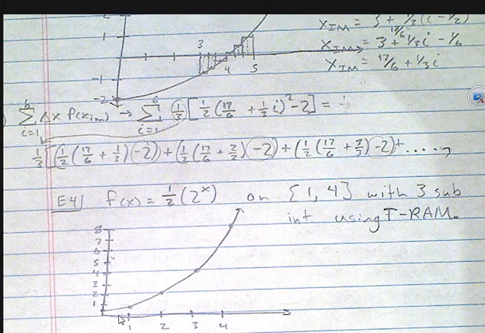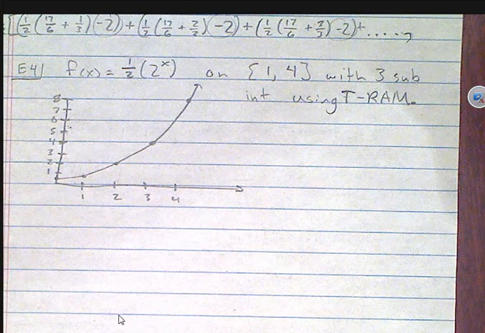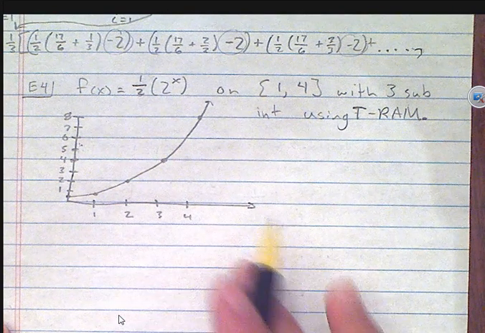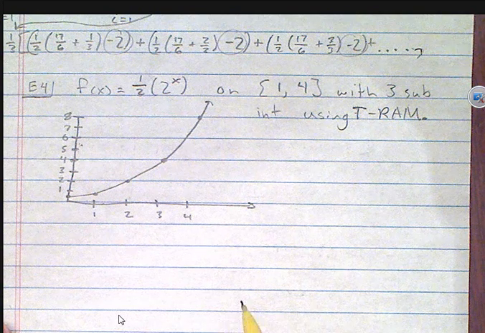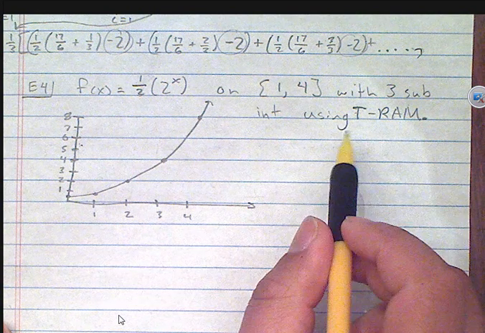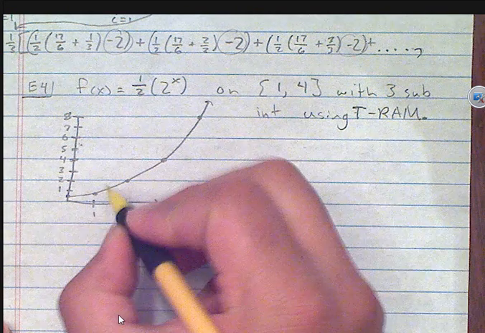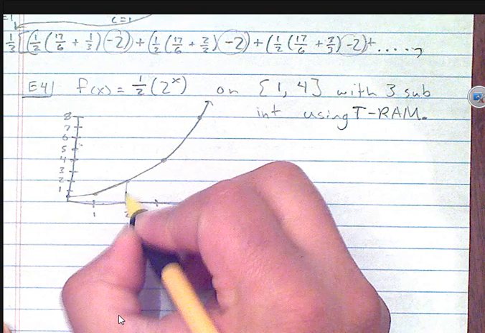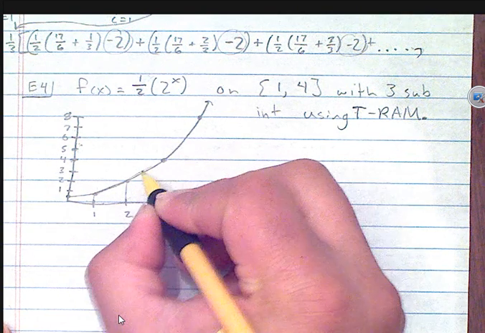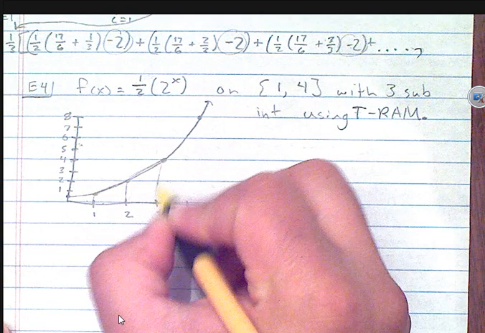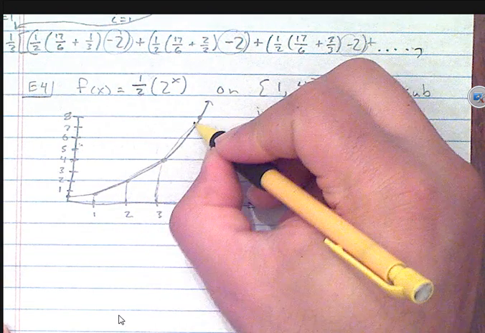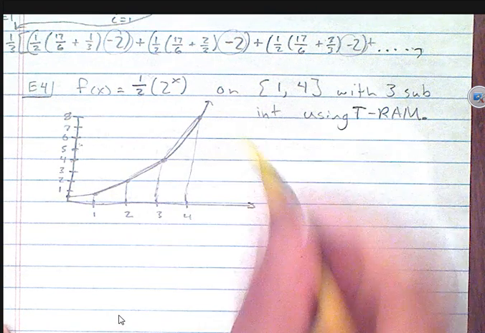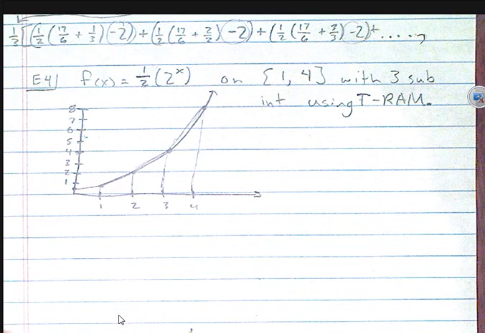Example 4. Alright, f of x is equal to 1/2 times 2 to the x power. We're going to use the trapezoid rule on 1 to 4 with 3 subintervals. So that means there's going to be 3 trapezoids. Trapezoids have a straight top there. I know I could do a better job of this, but this is the best I can do. So there are my trapezoids right there.